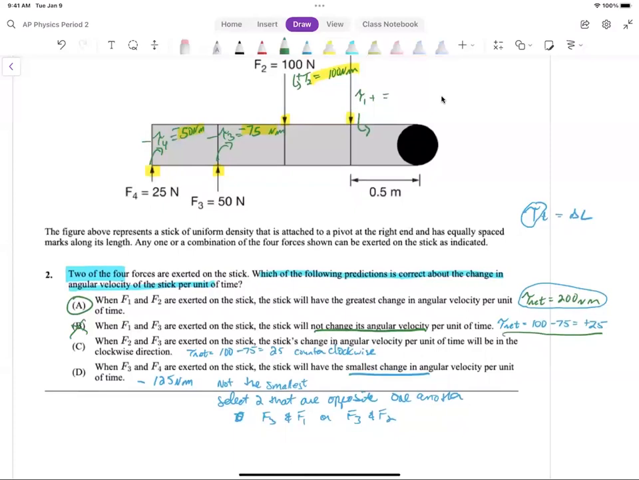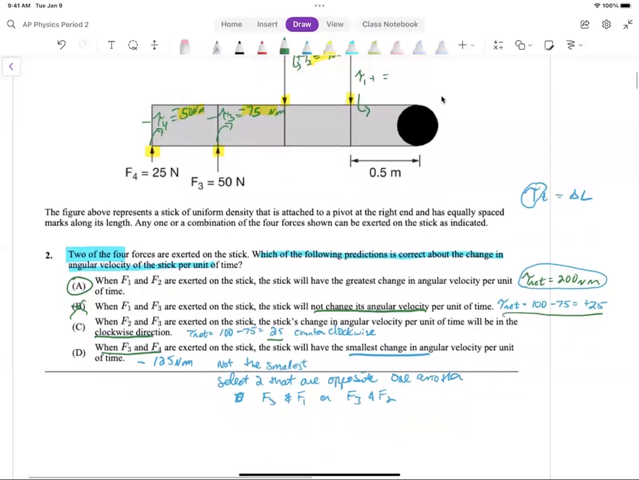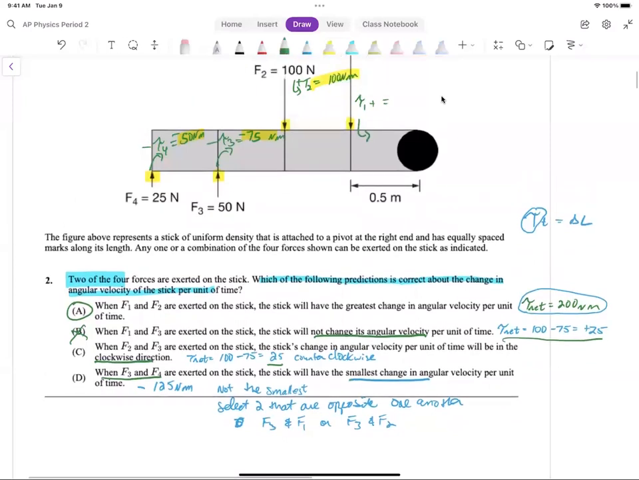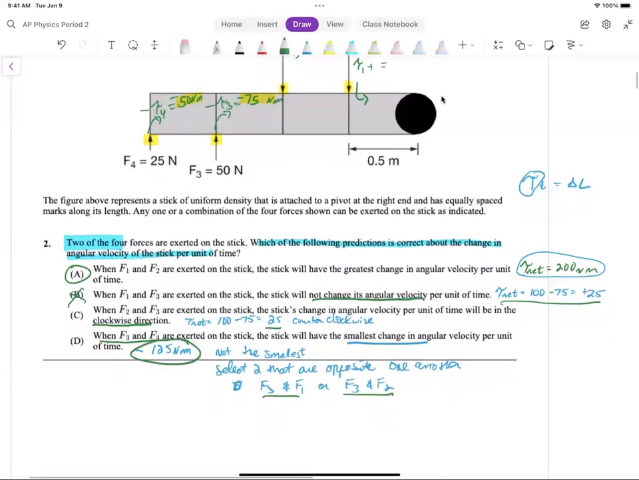The change in angular velocity per unit time will be in the clockwise direction. I find it to be positive, which means it's counterclockwise. F3 and F4 will have the smallest change in angular velocity per unit time, but notice 3 and 4 are in the same direction. If I wanted to create the smallest amount of torque, I might want to pick 2 that are in opposite directions. And sure enough, if you picked either F3 and F1 or F3 and F2, you'd get a smaller net torque.